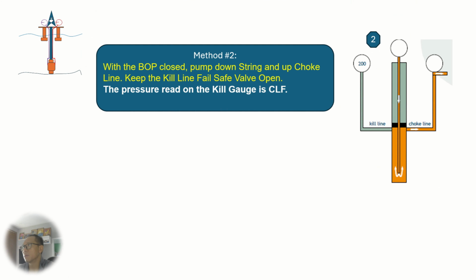Method number 2, you close the BOP, you pump down the drill string, take the return up the choke line. On the kill line side, you open the fail-safe valve. The kill line gauge will show the value, so that's the choke line friction loss.